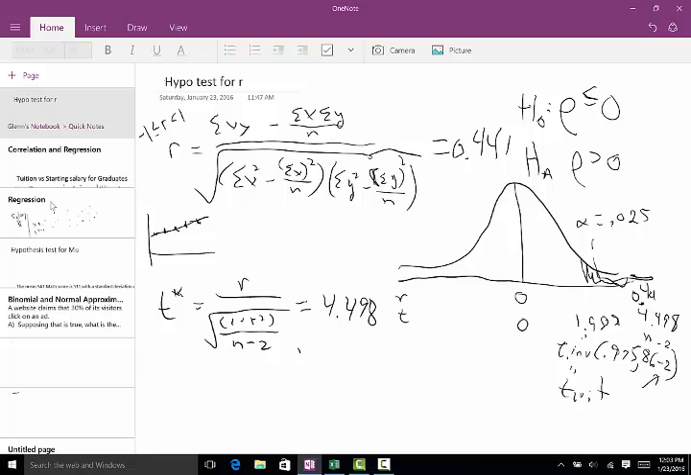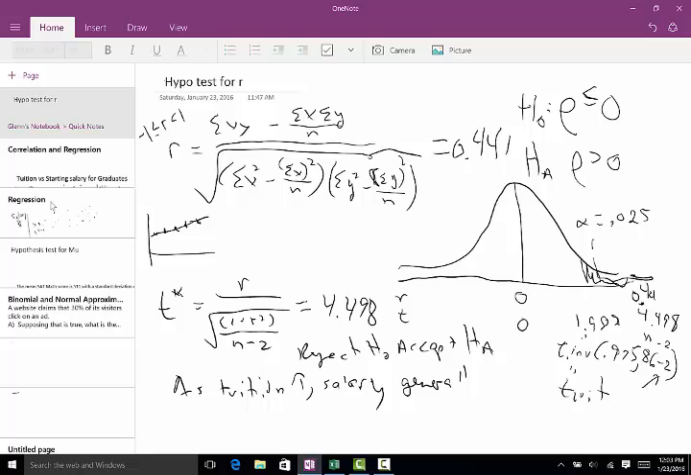So reject H0, probably because the sample size is pretty large. Accept HA. And what does that mean? That means as tuition expenditure goes up, the salary generally increases as well. Notice I say generally because it doesn't happen in every single case. It's just a general trend.